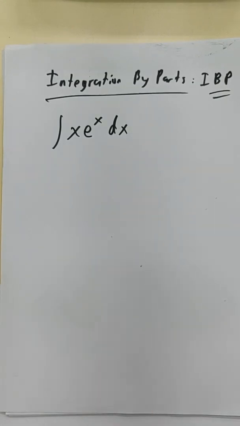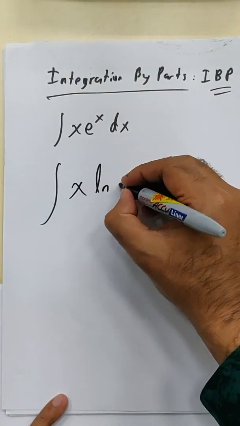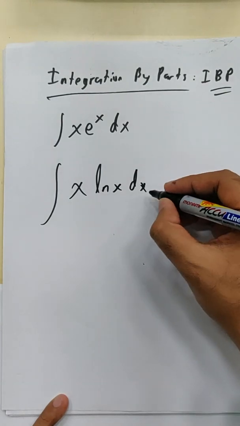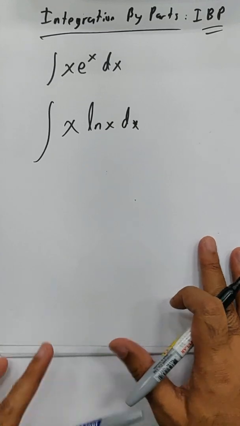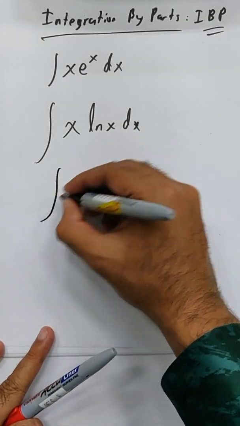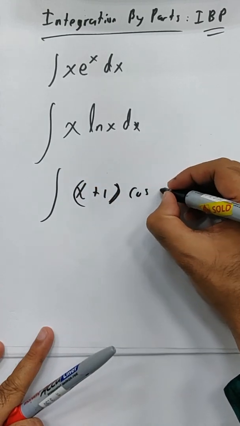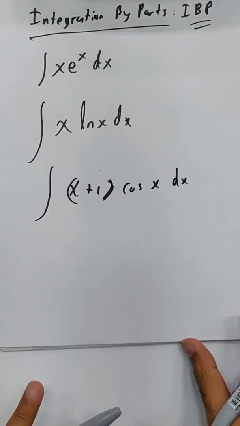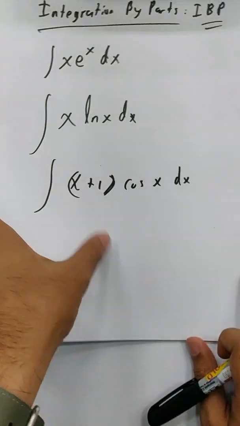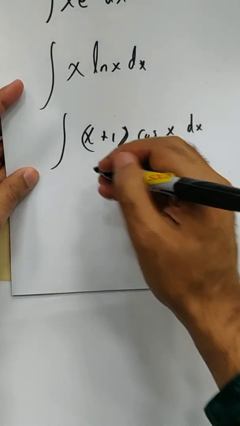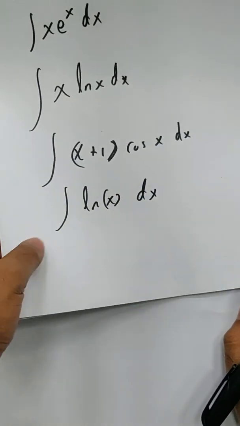I can give you more. What if I give you something like x ln x? The normal substitution will not work. In fact, even if I give you x plus 1 times cos x, normal substitution will not work. If I go further down, even something as simple as ln x, nothing will work.